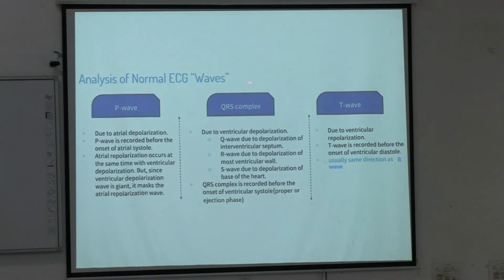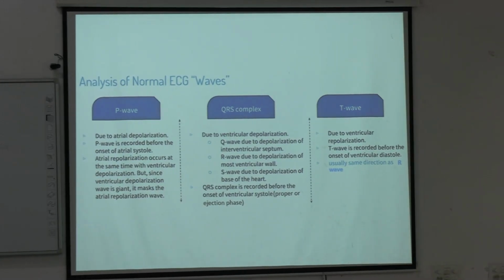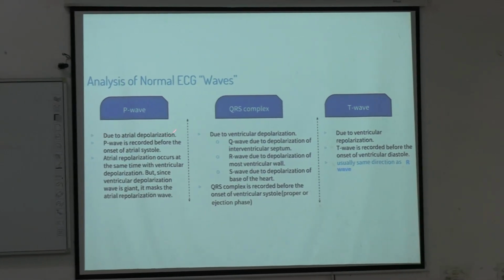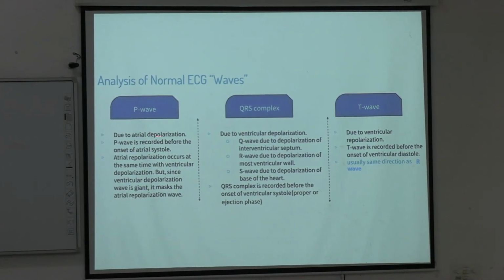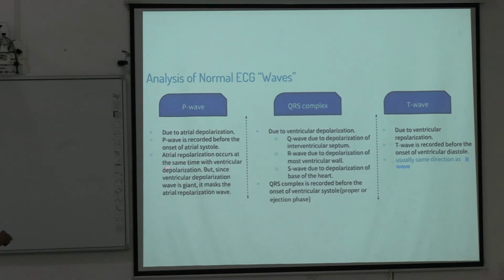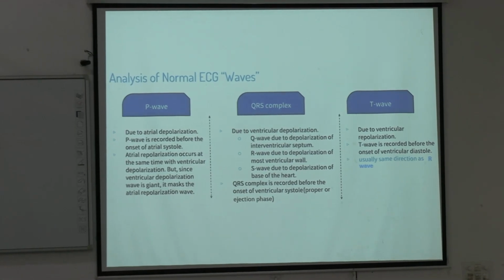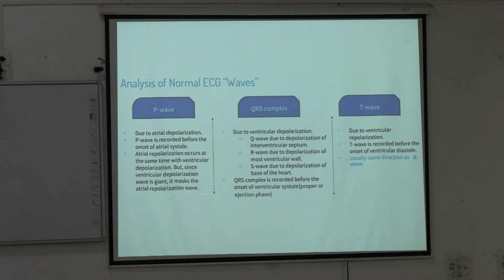P wave, QRS complex and P wave. What is written, everyone knows, right? P wave is due to atrial depolarization. P wave is recorded before the onset of atrial systole. Atrial repolarization occurs at the same time as ventricular depolarization, just as I told. But since the ventricular depolarization wave is giant, it masks the atrial repolarization wave. Clear? Okay. Now QRS complex, it is due to ventricular depolarization, right?